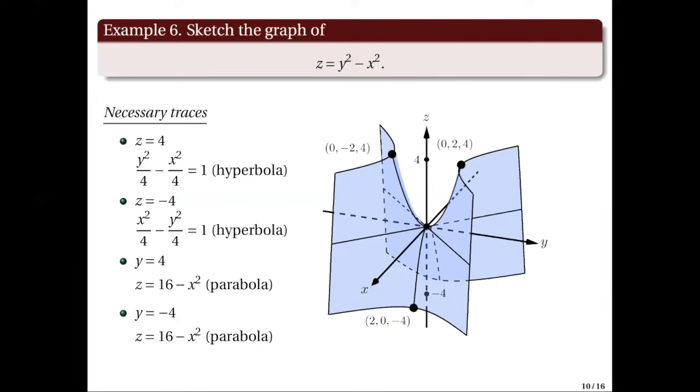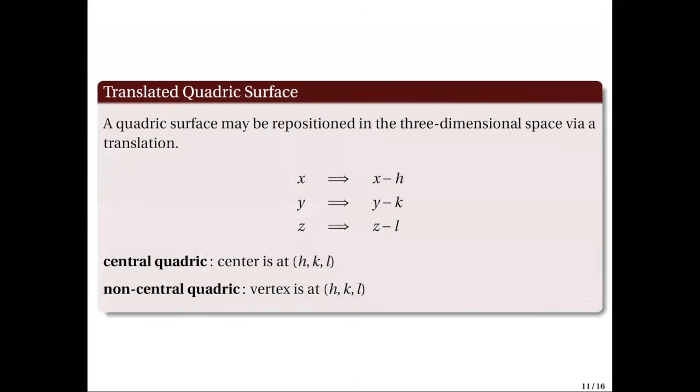So that completes the 6 quadric surfaces. We end the lecture by considering translated quadric surfaces. That means for a central quadric surface, the center may not be the origin, but a point (h, k, l). Or for the non-central quadric surfaces, the vertex may not be the origin, but the point (h, k, l). In that case, in the equation, x, y, and z are respectively replaced by x minus h, y minus k, and z minus l.